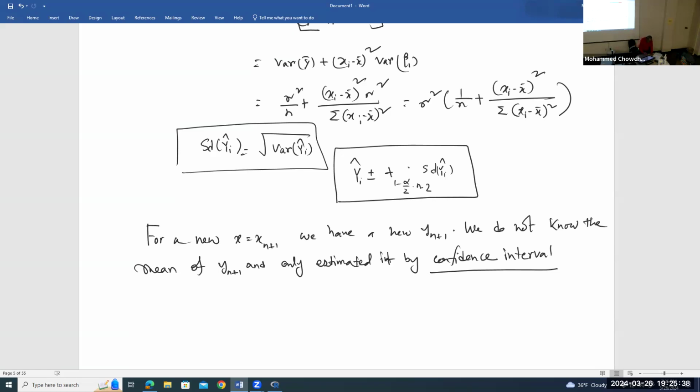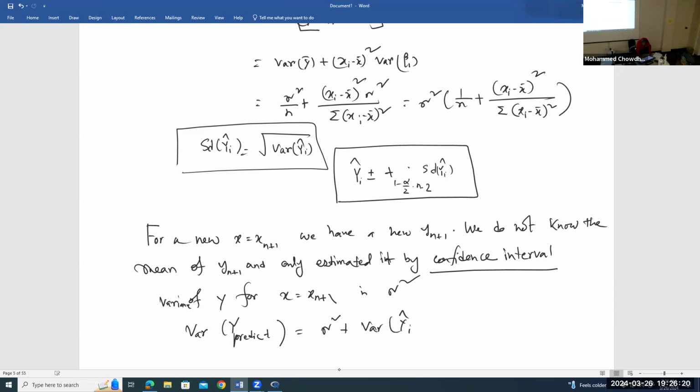Okay. So now take a look at the variance of y for x equal to x n plus 1, which is sigma squared. Now I am doing a new prediction, the variance of y predicted. If you want to make predictions for new observations, you are making another prediction error with respect to the original yi. With respect to the original yi, this is our fitted line, and you are doing a prediction for the new data. So you are making another error with respect to the original one. That is why an additional sigma squared is added.